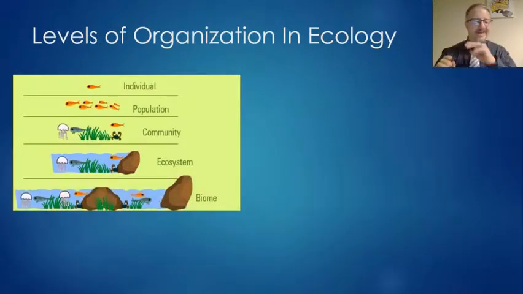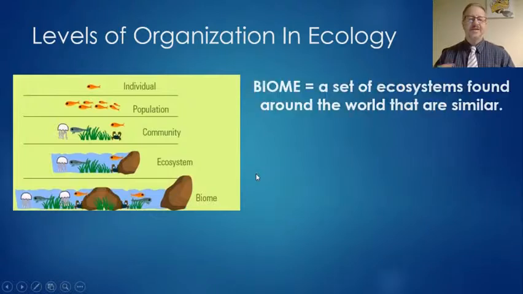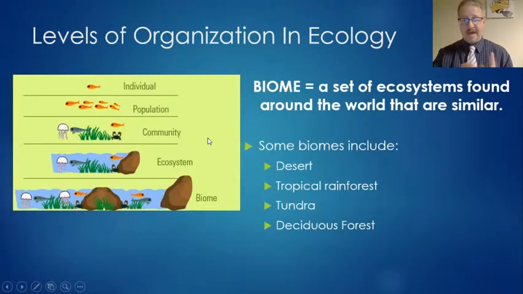Now, living in that ecosystem on an even larger scale, we come to our next level of organization, and that's called the biome. So a biome is essentially a set of ecosystems that are found around the world, but they are similar in terms of the types of plants and animals that grow there. The reason that they have similar types of plants and animals is primarily based on their annual average temperature, as well as the annual average rainfall in that area.